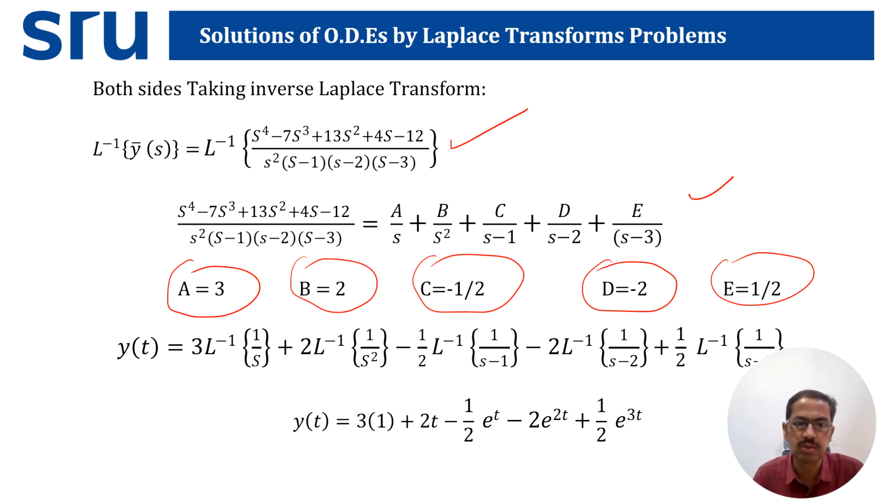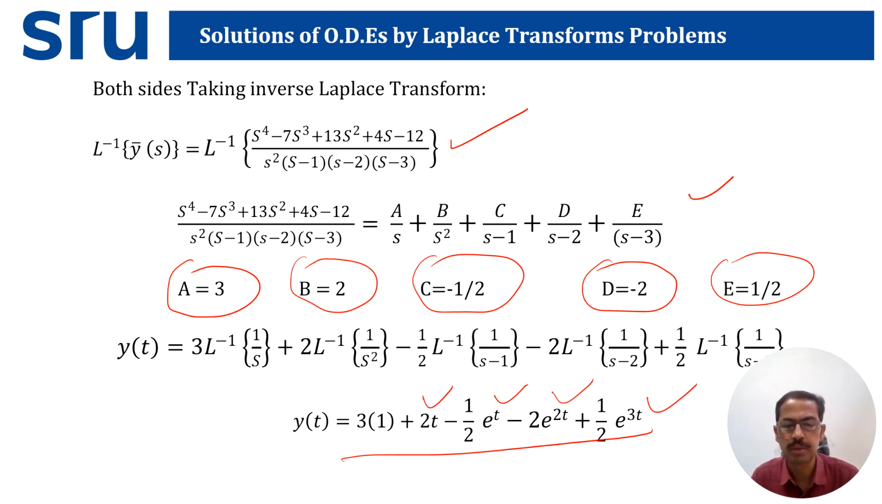So 3 times the inverse Laplace transform of 1 by s. Apply inverse Laplace transform on both sides. 1 by s, the Laplace transform of a constant is constant by s, so that gives 1. The inverse Laplace transform of 1 by s square is t, and of 1 by s minus 1 is e to the power of t, 1 by s minus 2 is e to the power of 2t, 1 by s minus 3 is e to the power of 3t. This is the solution of the given differential equation by applying Laplace transforms, right?